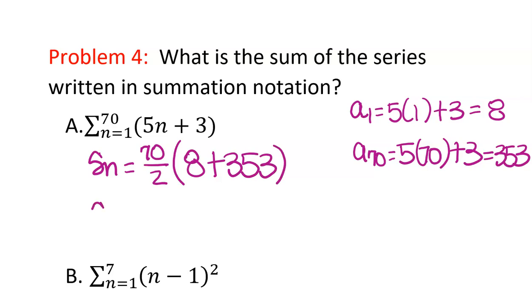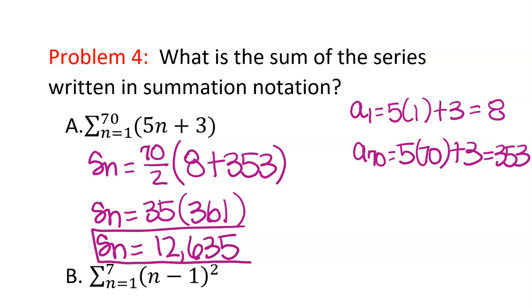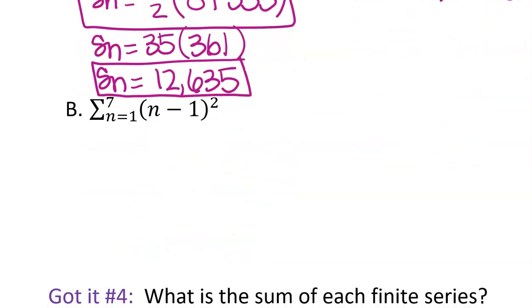So my series is 35 times 361. So my sum is 12,635. Again, I want the answer. I also want to have you plug it into a formula. Here's another one.